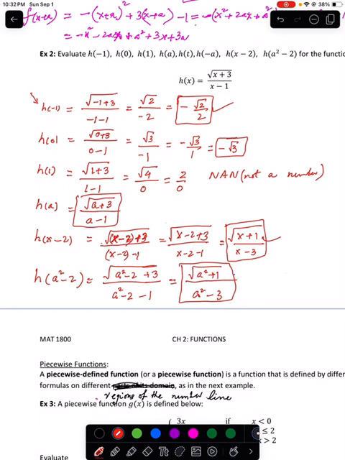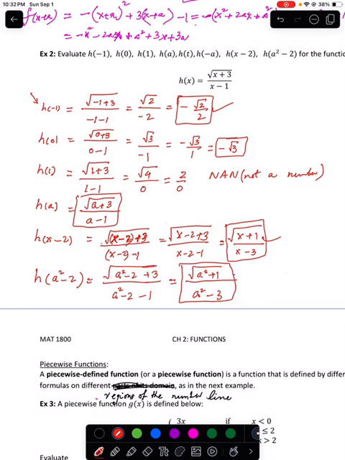And you just leave it like that unless the question says to rationalize the function or something. And usually if we have the square root in the denominator, then we rationalize, so that we get rid of the square root from the denominator. But here the square root is in the numerator, so we will leave the answer in that form.